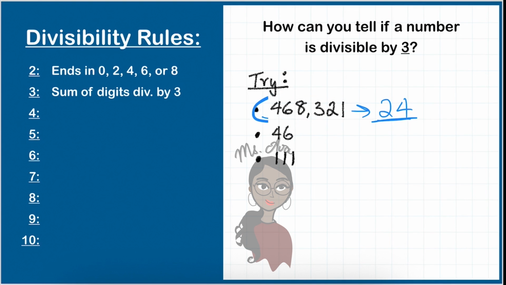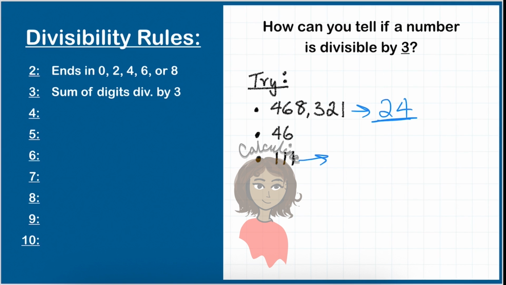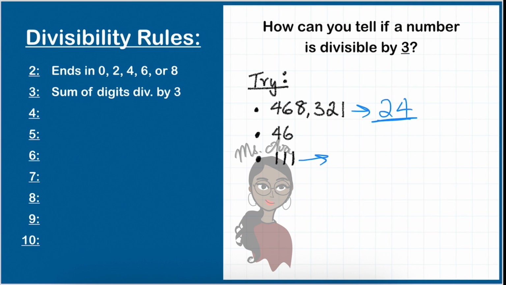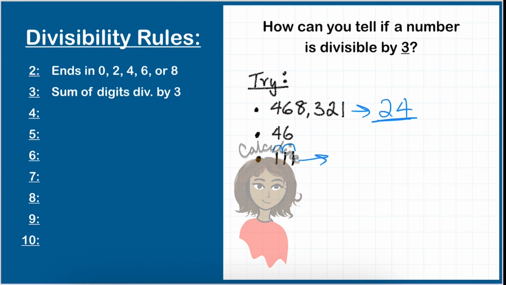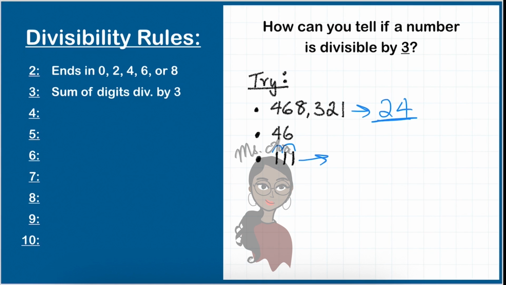Okay, and then the last example here is 111. Is that going to be divisible by 3? Yes. It is, because you added the 1 plus 1 plus 1. Yes. You add those guys, you get 3, and then we know 3 is divisible by 3.